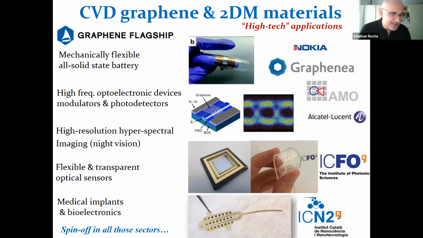It turns out that this type of polycrystalline graphene is extremely important for all what we can consider high-tech applications. Here, in a big consortium, the Graphene Flagship, many partners are using CVD-grown polycrystalline graphene for many types of applications, from optoelectronic devices to flexible and optical sensors, medical implants, and so on. So there is a lot of interest in really optimizing device performance based on the understanding and the modeling of the materials.